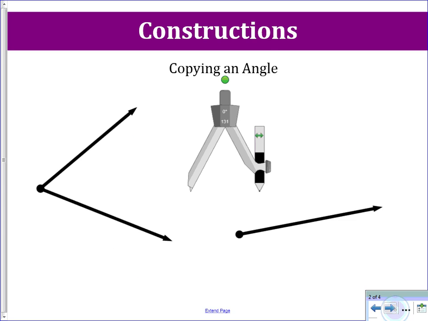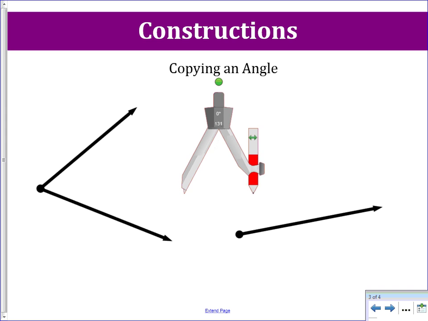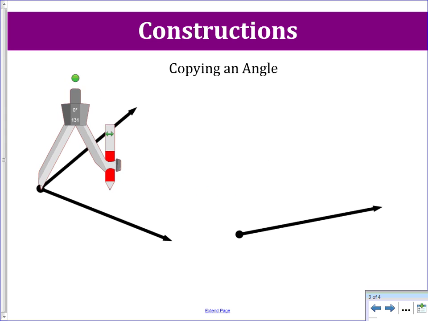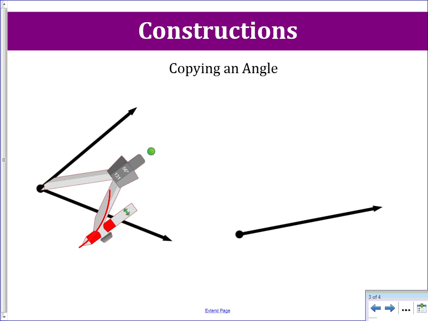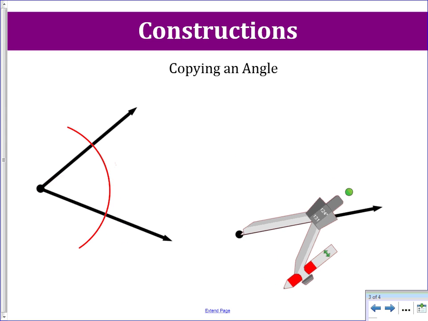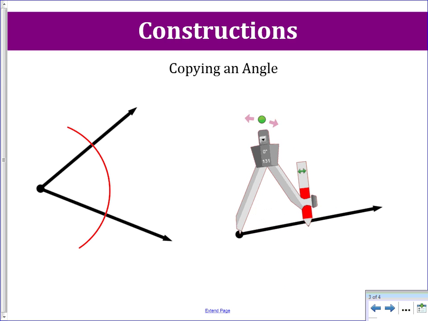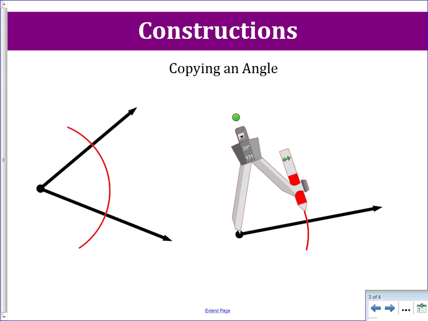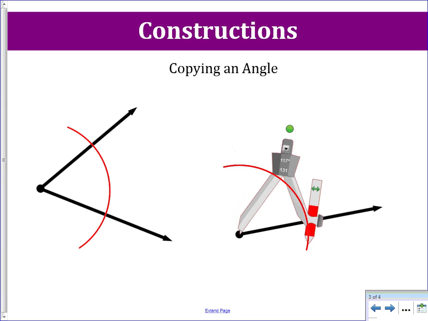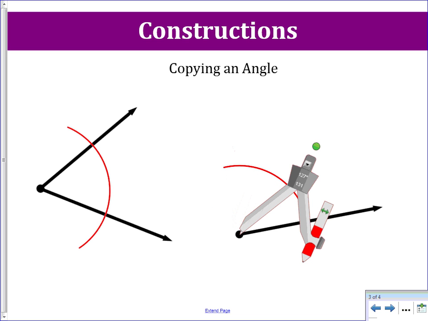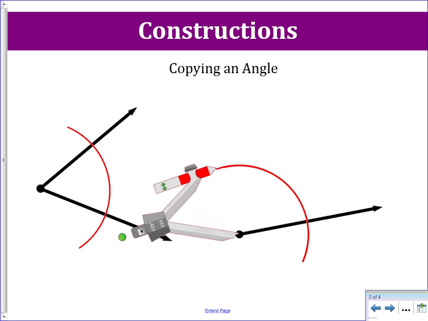So to actually do this, we have an angle. We have a ray already. The first thing that we are going to do is put our compass on the vertex of our original angle, and draw an arc that intersects both sides of the angle. Then we go over to our ray where our new angle is going to go and draw an arc that intersects the ray, and we have to make sure we come up high enough to visualize where our angle is going to be. It's always better to draw your arc bigger than it needs to be than smaller than it needs to be.